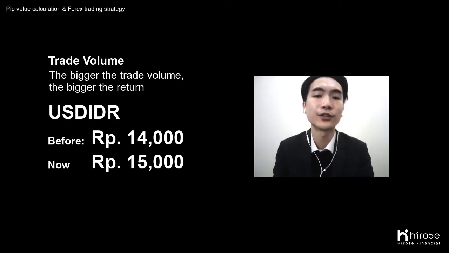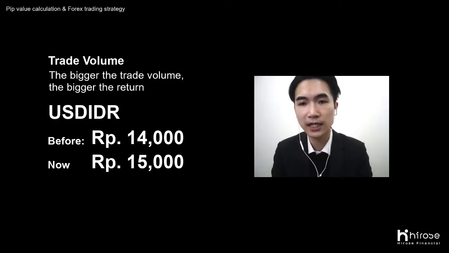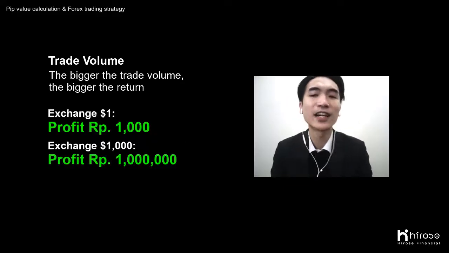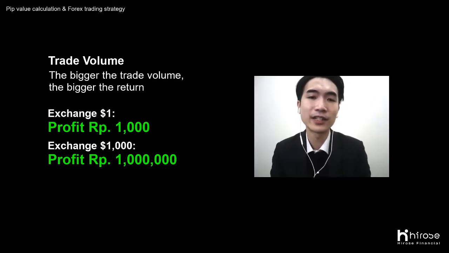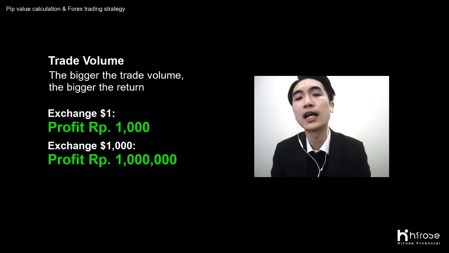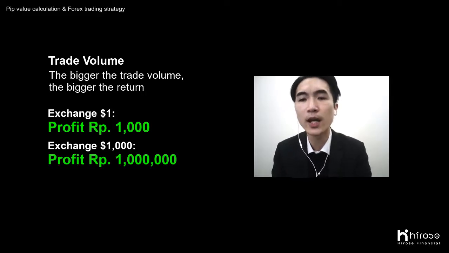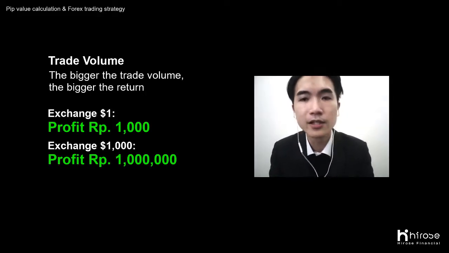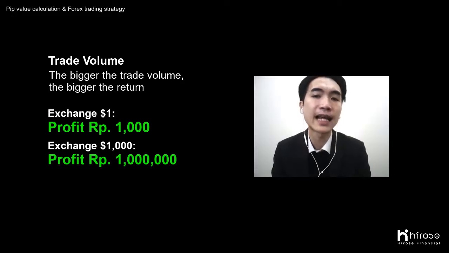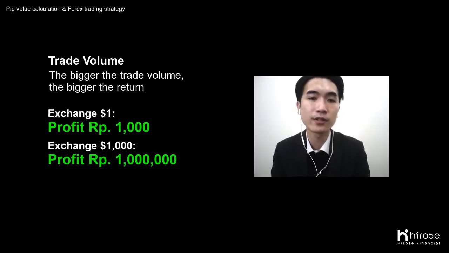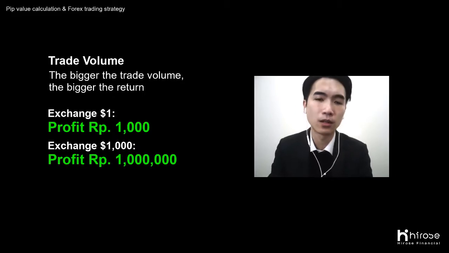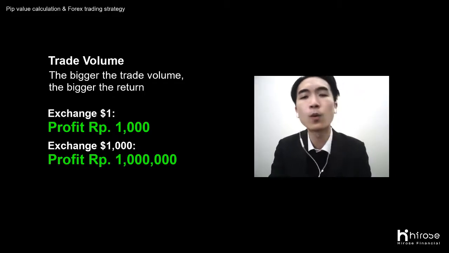So I decided to change my Indonesian rupiah back to dollar. That is the difference in this chart here, the difference between when I exchange $1 and when I exchange $1,000. The profit that I'm going to get is going to be a huge difference as well. So that's why I've always been saying, the more you put in, the more you will get in return.